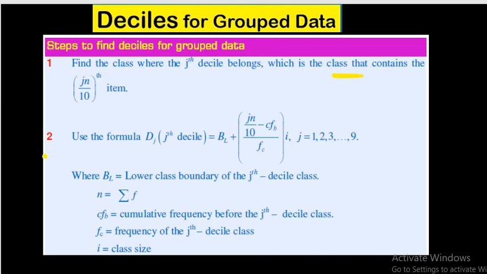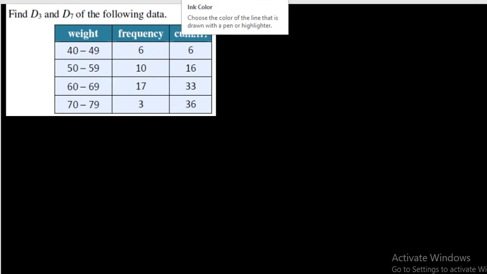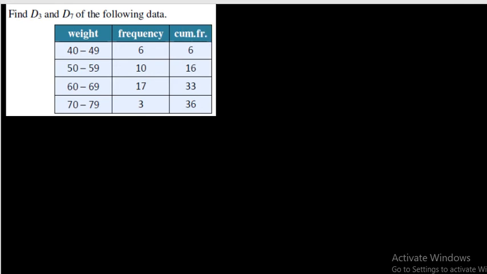The second step is the formula: BL plus, in brackets, jn over 10. In case of quartiles it was over 4, now it's over 10. Then minus CFP, the whole over FC, times I. We will understand every input better by example. Here it is. In this example, we are asked to find the third and the seventh decile.